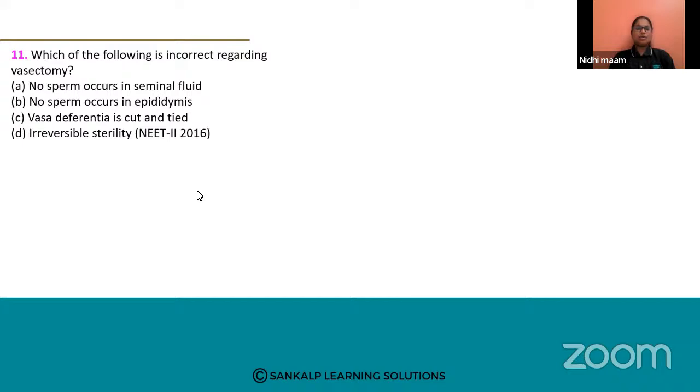A, no sperm occurs in seminal fluid. B, no sperm occurs in epididymis. C, vas deferens is cut and tied. D, irreversible sterility.